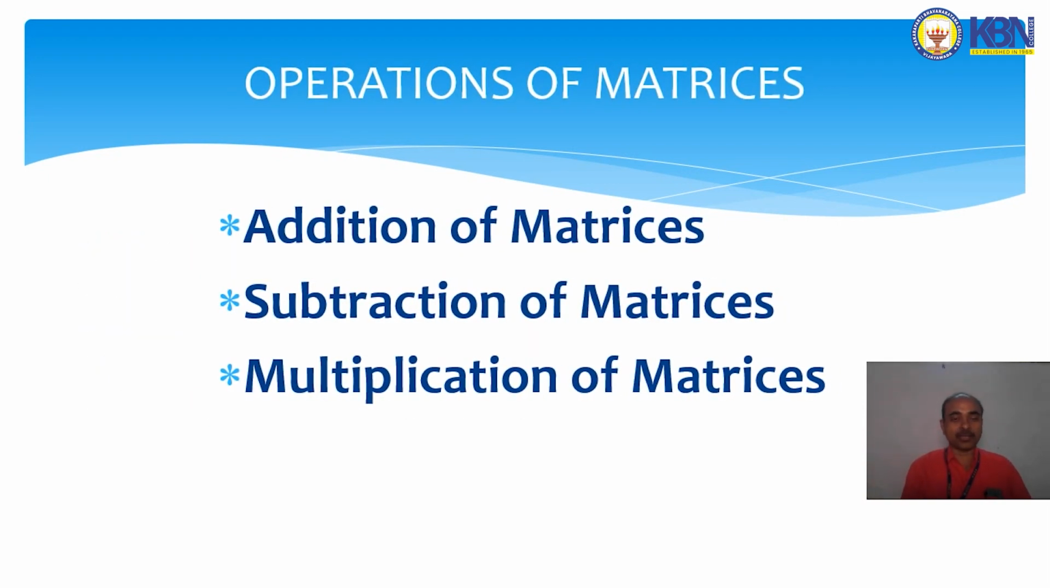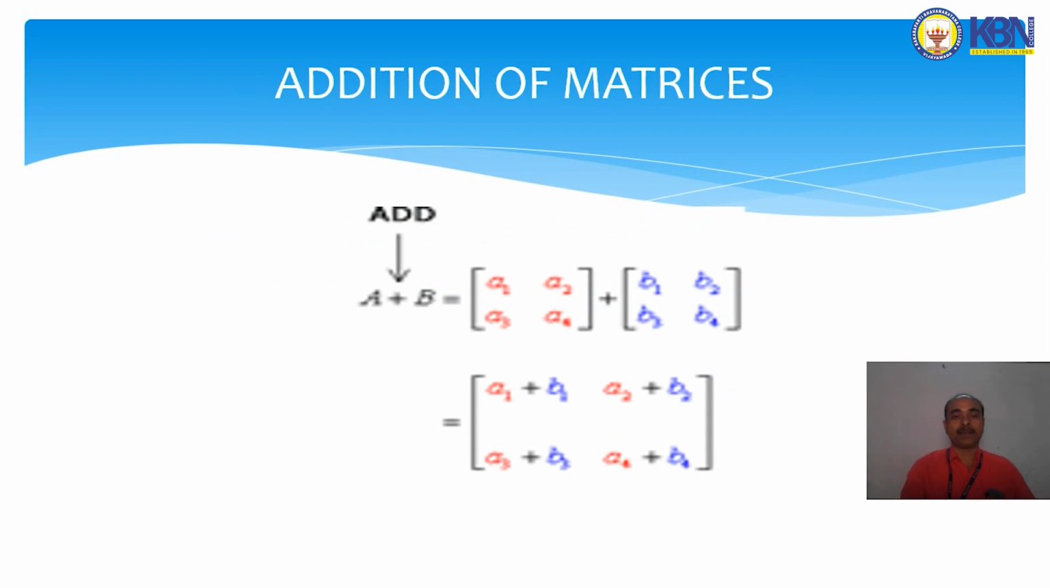Coming to operations of a matrix, one is addition of matrices, the other is subtraction of matrices, and the last one is multiplication of matrices. Looking into addition of matrix, you can see A plus B is equal to, there are elements like A1, A2, A3 and A4. When they are added with B1, B2, B3 and B4, the corresponding element in the corresponding row, the corresponding element in the corresponding column must be added. If you observe A1 plus B1, A2 plus B2, A3 plus B3, A4 plus B4. This is the procedure for adding.